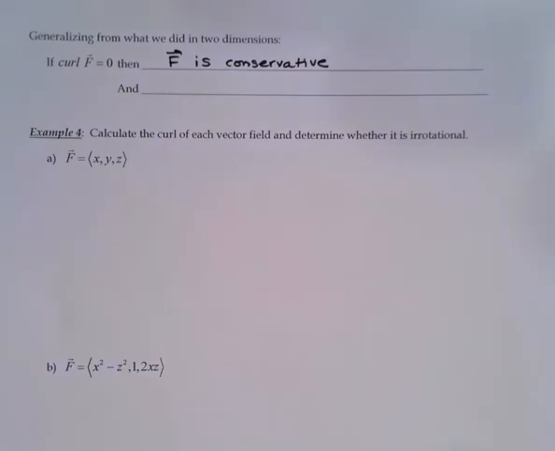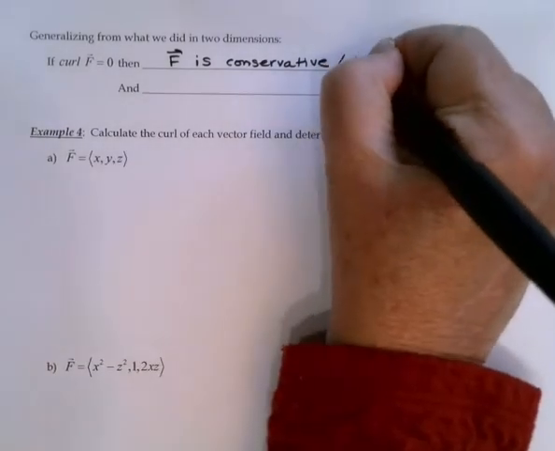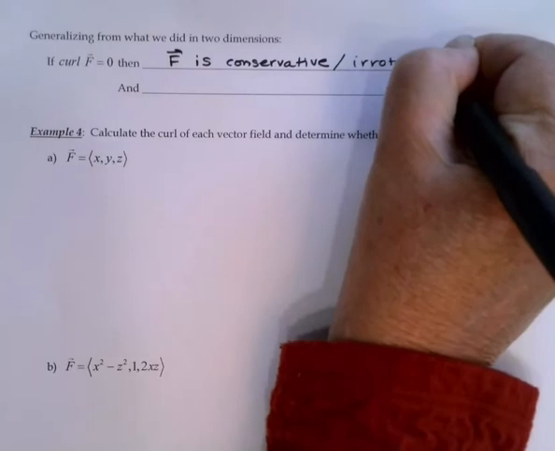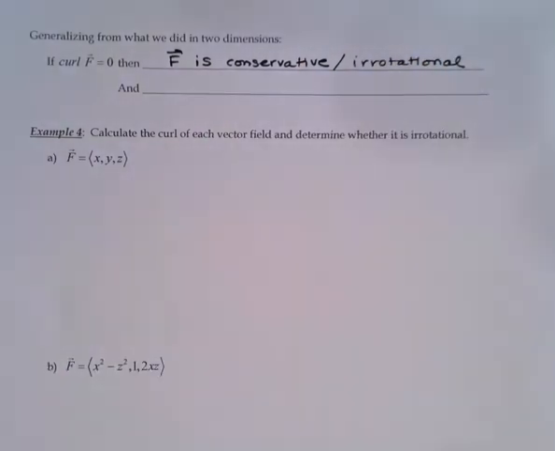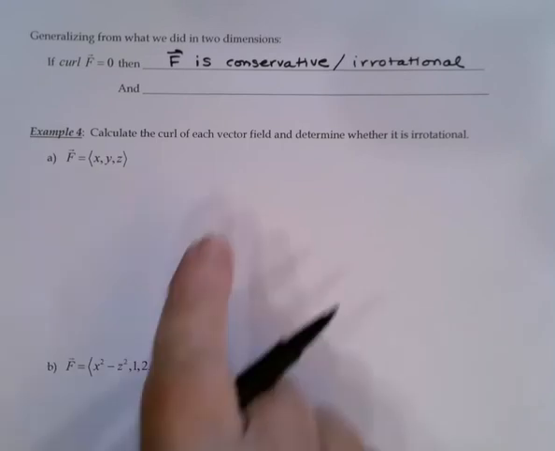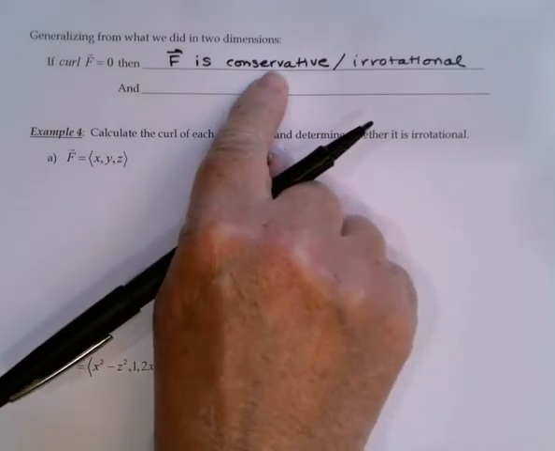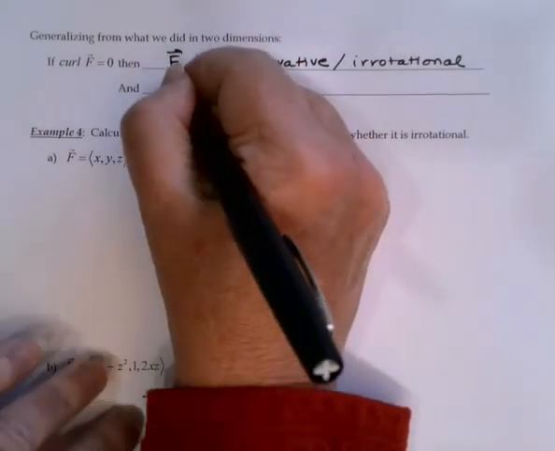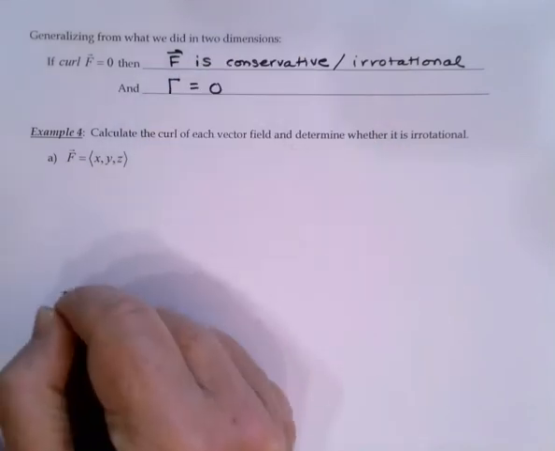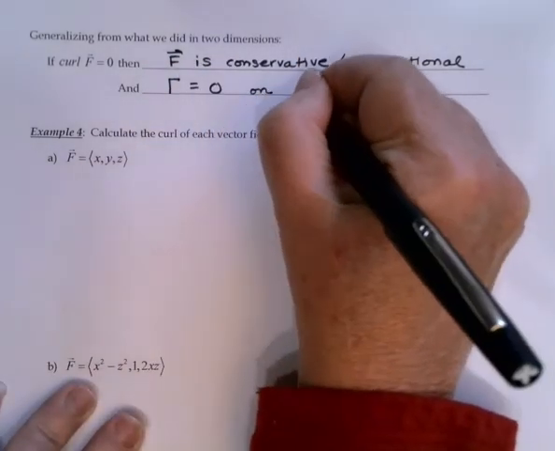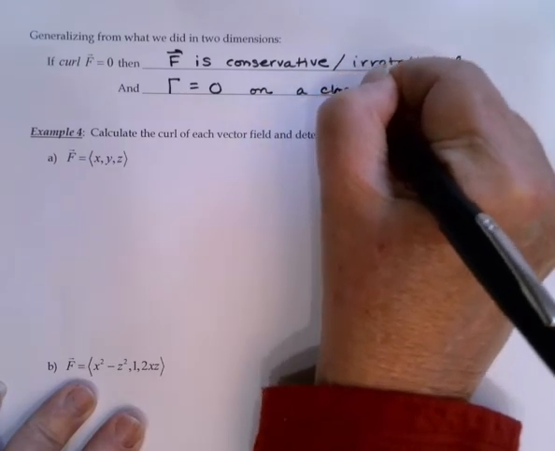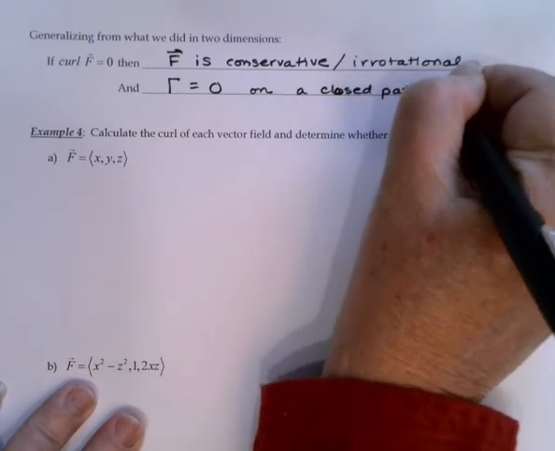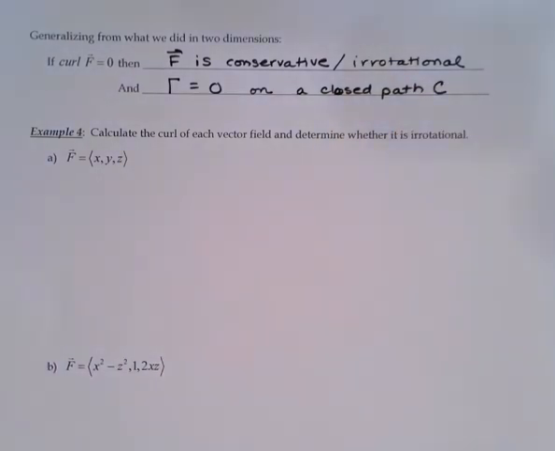And you remember in the last section, we said that there was another word we sometimes use. We sometimes called it irrotational. It's the same condition, just different words for them. If we do have a conservative vector field, so curl of 0 gives us conservative, we also know that the circulation is equal to 0 on a closed path C. So again, some of these things starting to hopefully kind of come together.